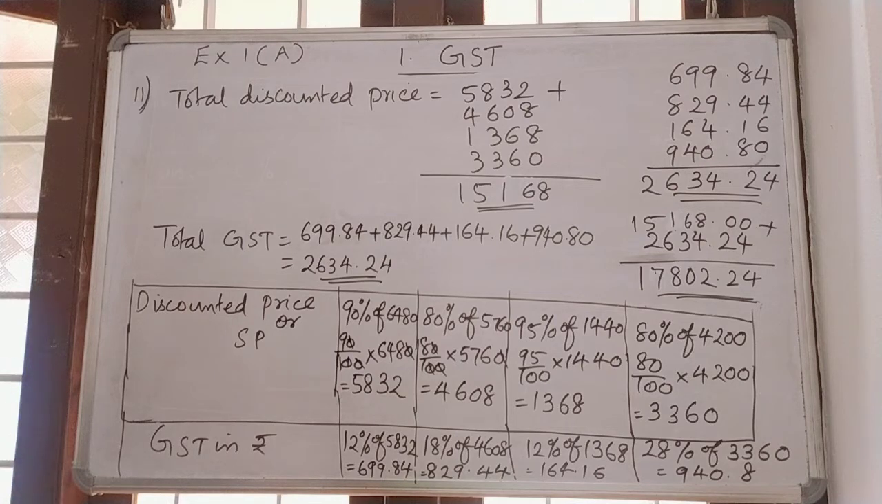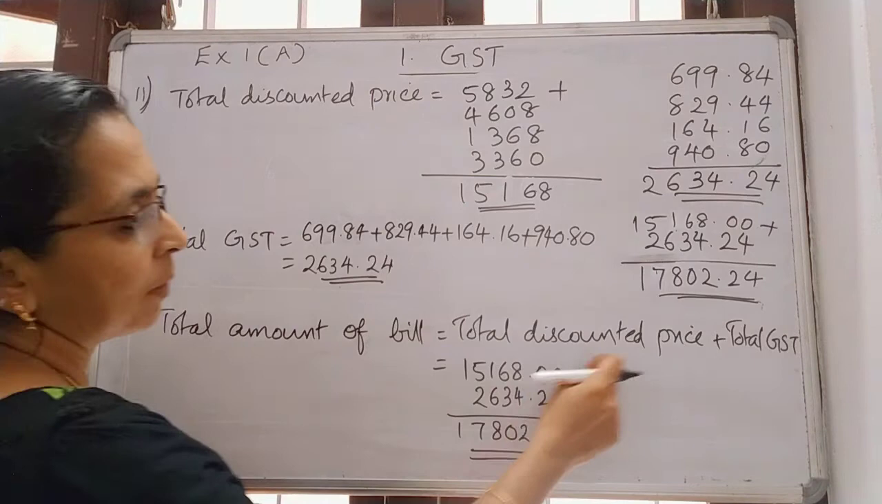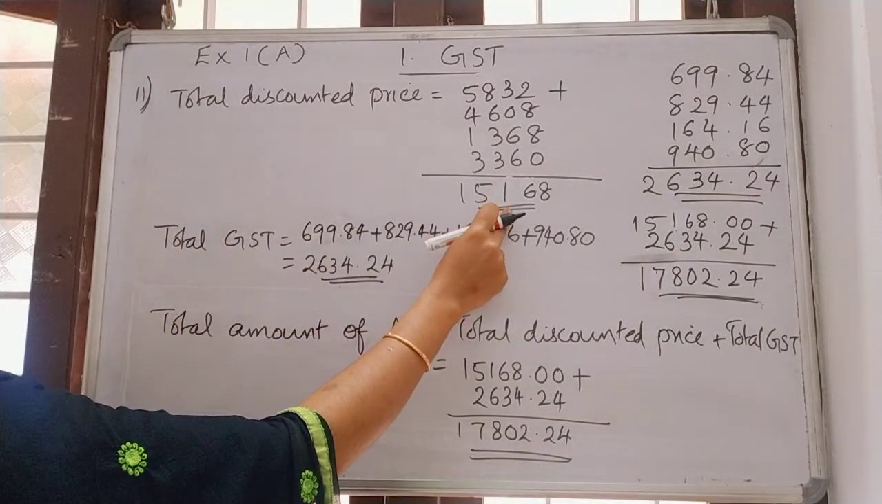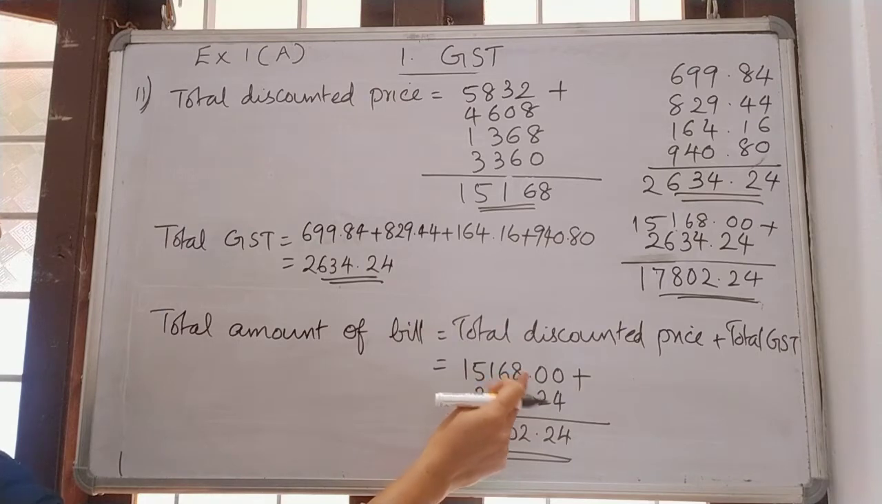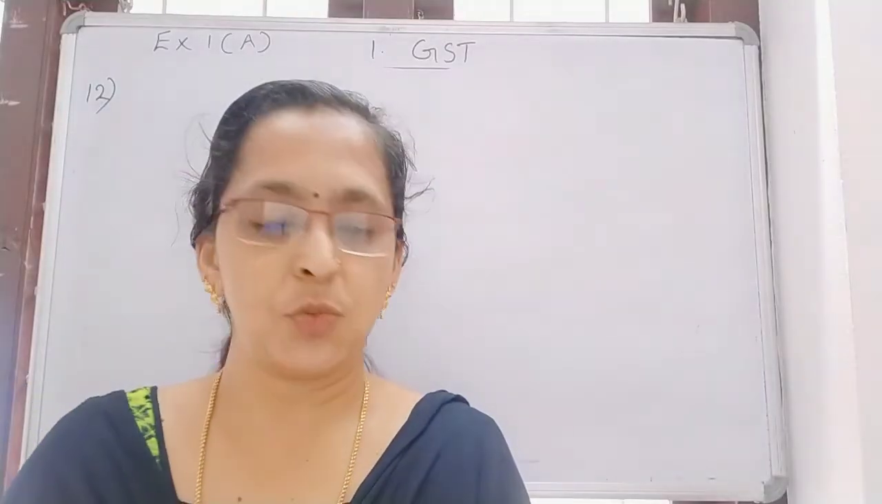So next step we want to write down the total amount on the bill. So write down: total amount of bill is equal to total discounted price plus total GST. Total discounted price we have 15168 plus total GST is 2634.24. So we will get the answer as 17802.24.